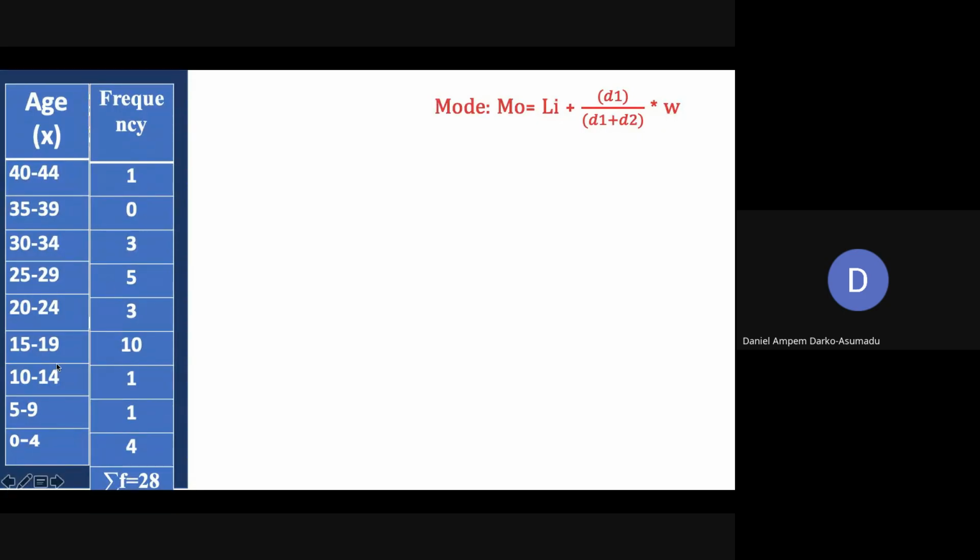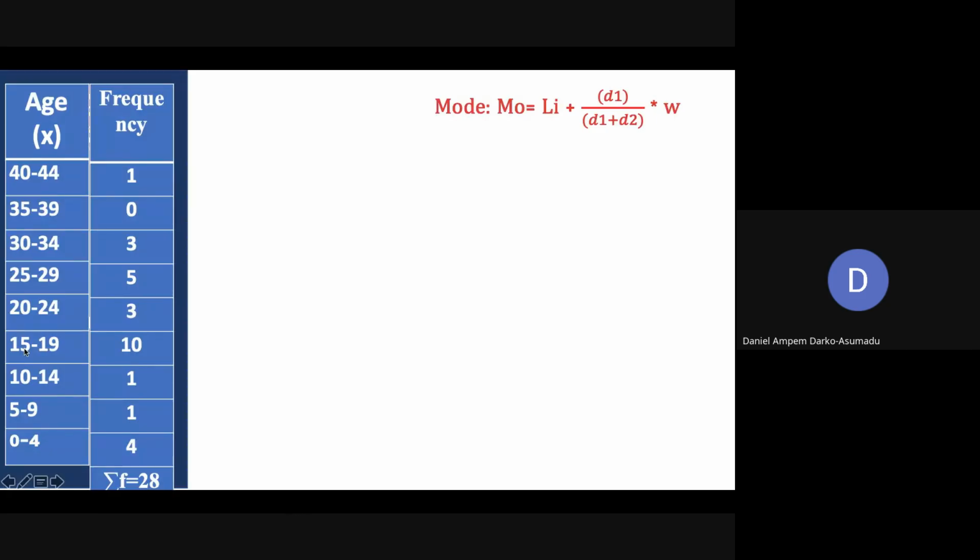When you look at it very carefully, a lot of people fall within these ages, 15 to 19. But the formula is saying that L1 is the lower class boundary of the modal class. The modal class is 15 to 19 because 10 people are within these ages. So the lower class boundary will be what?